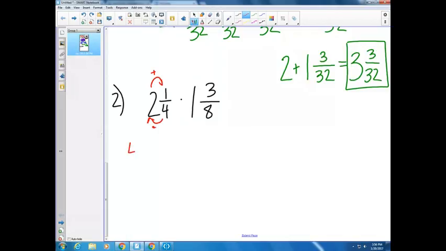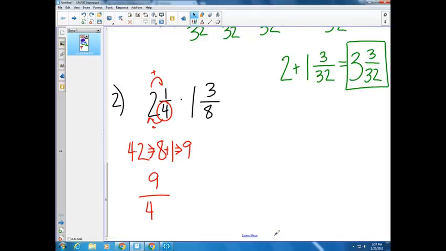So this becomes 4 times 2, which equals 8, plus 1 more gives us 9. Then we bring in that denominator, so this becomes 9 over 4. I can do the same thing with 1 and 3/8.